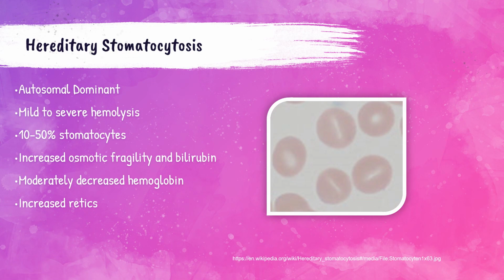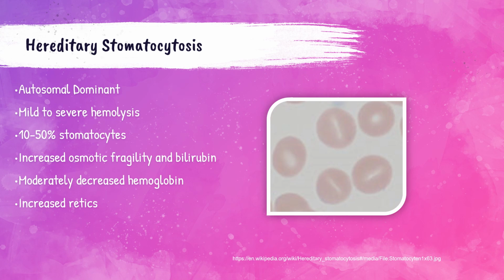So these red cells are called stomatocytes. They kind of look like they have a slit-like mouth appearance to their central pallor. This can occur in hereditary stomatocytosis, which is an autosomal dominant inherited disorder. It can cause mild to severe hemolysis and a moderately decreased hemoglobin level. Patients that have this usually have 10 to 50% of their red blood cells as stomatocytes.